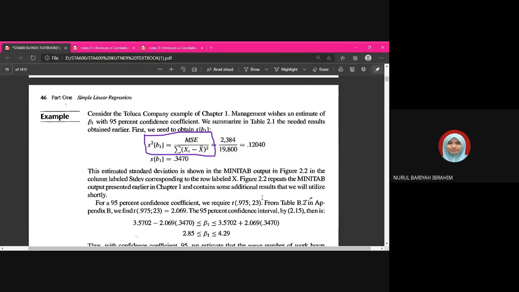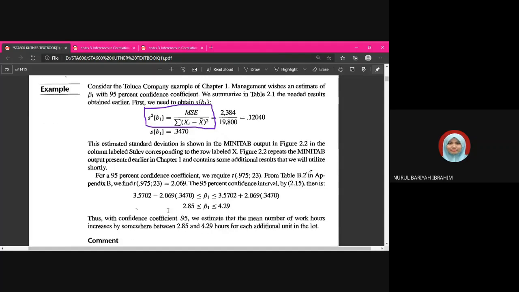Okay, let's consider this example from your textbook. Management wishes an estimate of beta 1 with 95% confidence coefficient. Actually data daripada Toluca company ni ada dekat example in chapter 1 before this. So from there we have the value of beta 1 adalah 3.5702, and we need to calculate the variance of the slope in order to calculate the confidence interval for the slope.